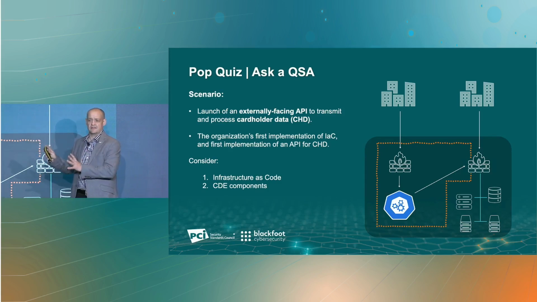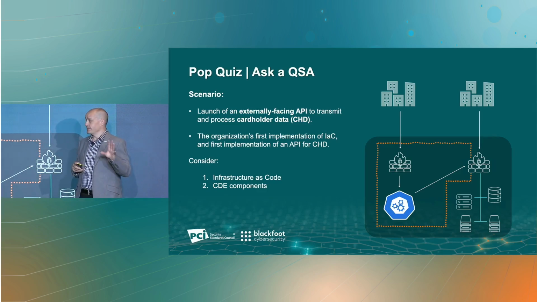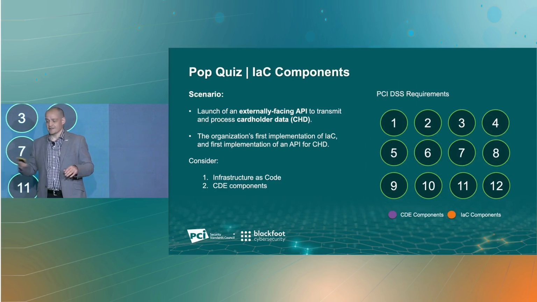We're not going to be touching on that. We're only focusing for this discussion just on these new systems and services. So the focus here is to identify the applicable PCI DSS requirements for that new API and the analysis of what that means for both IAC and those CDE components. So here we go. Throw this over to Peter now.